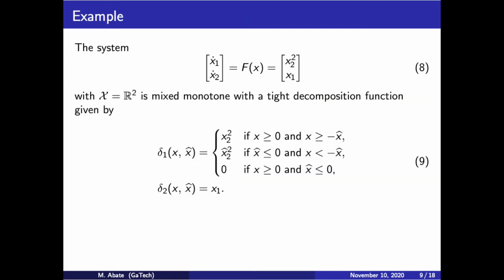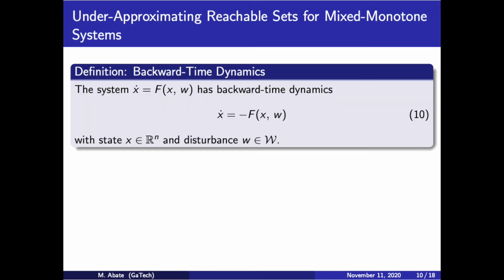While the tight decomposition function construction in our work is presented as an optimization problem, we show through example, in particular the example on this slide, how in certain instances a closed-form tight decomposition function for the system can be computed. So in this case, we consider the system 8, and we show that this system has a closed-form tight decomposition function given by 9. Next, we'll show how under-approximations of reachable sets are similarly computed using the mixed monotonicity property, and this procedure uses the backward time dynamics of the system.